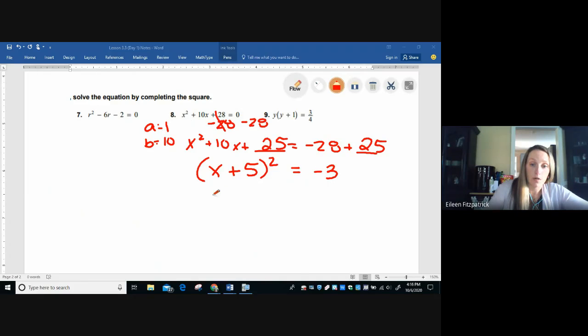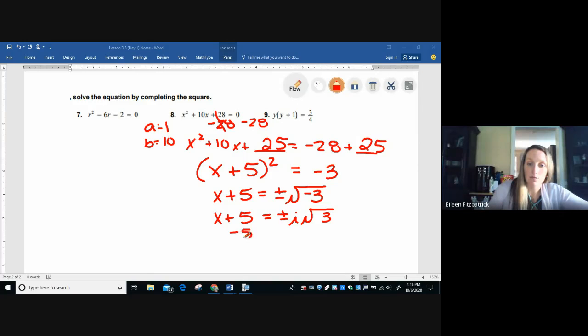Now you're going to take the square root of both sides. So x plus 5 is equal to plus minus the square root of negative 3. It's imaginary, so don't forget that i, right? So plus minus i root 3. And then finally subtract 5 from both sides, and you have x equal to negative 5 plus or minus i root 3.